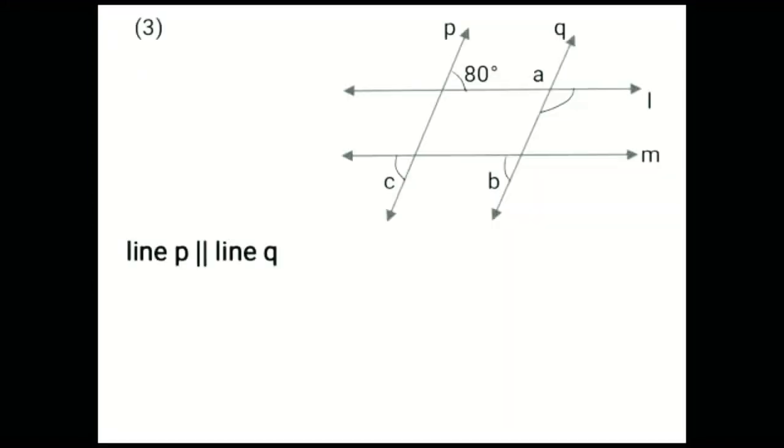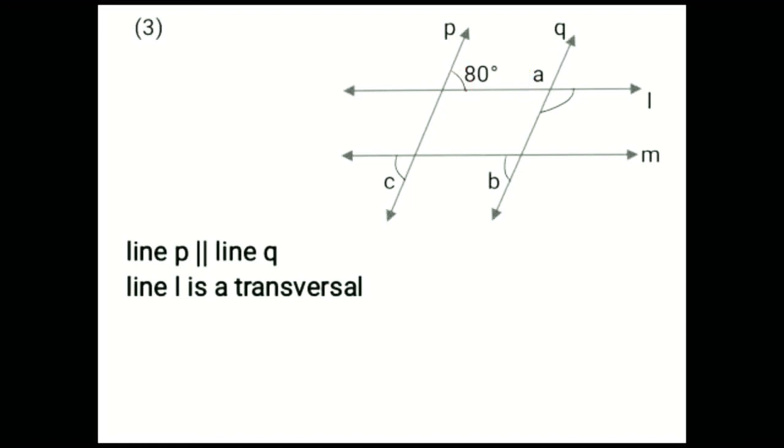Line P is parallel to line Q. Line L is a transversal. Why have I taken line L as a transversal? Because on line L the 80 degree angle and the other angle A which you have to find are given. Two angles are interior angles, the 80 degree angle and angle A. You have to find angle A by using the formula of interior angles.